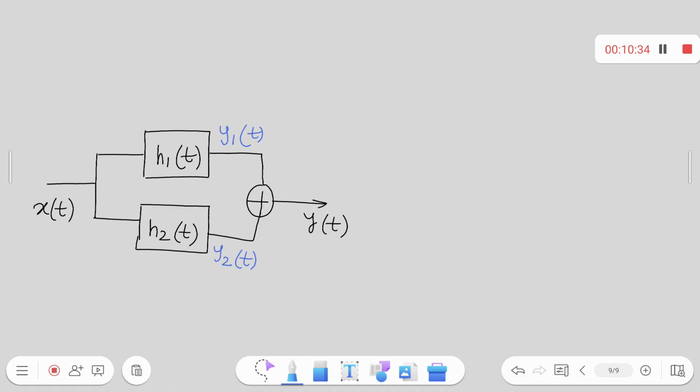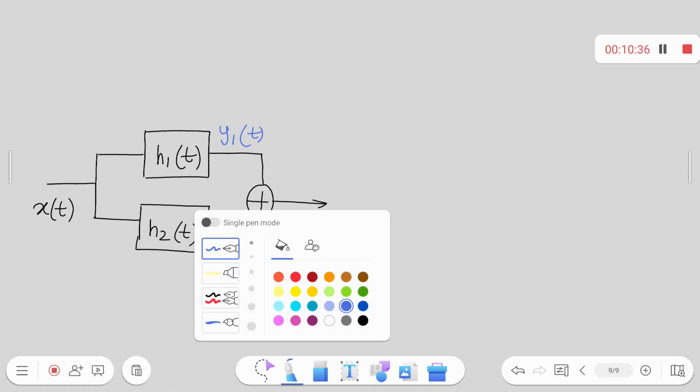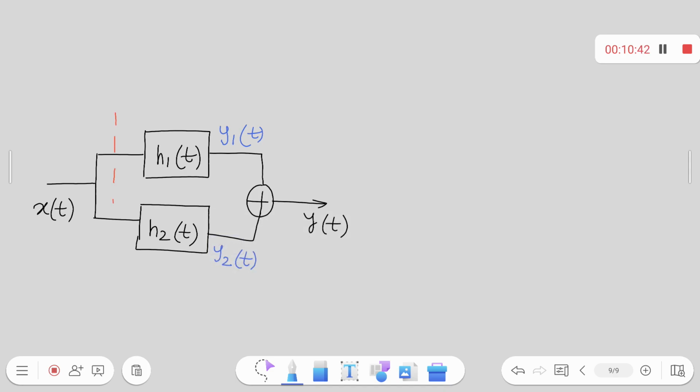Now I would like to visualize this entire thing under a black box. The input to the black box is x(t). The output coming from the black box is y(t). Inside you have these two systems, h1(t) and h2(t). Now I would like to find the overall impulse response by virtue of h1(t) and h2(t). Can you get the point? It's pretty easy, as you know.